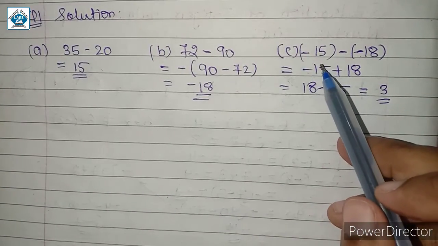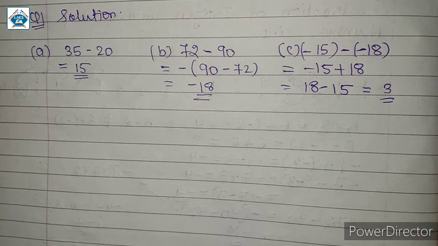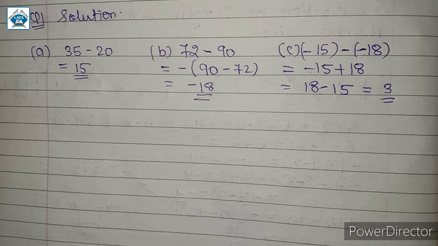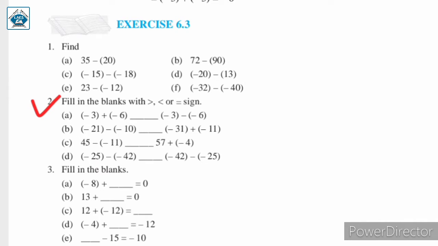So minus 15 minus 18 we get plus 3. In the same way you have to find for sub question D, E and F on your own and write the solution in your notebook. Question number 2. Fill in the blanks with greater than, less than or equal to sign. First, minus 3 plus minus 6 blank minus 3 minus 6.